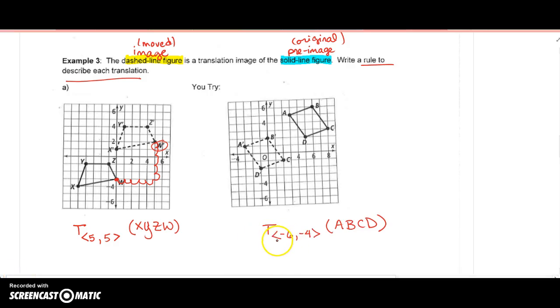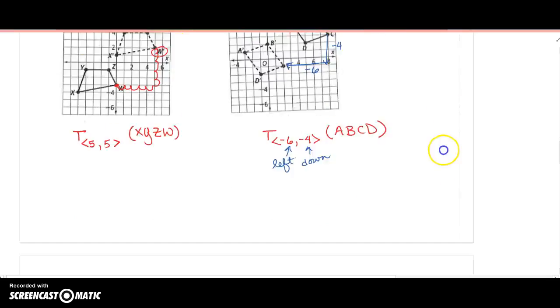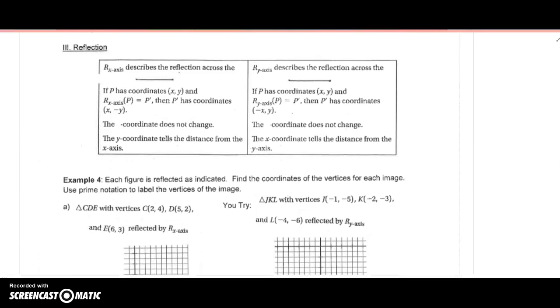Okay, so I got T angle bracket -6, -4, A, B, C, D. Now, lots of my friends, the mistake that they make on the U-try is that they accidentally go from the dashed figure to the solid figure. But remember, we're going from the solid to the dash. So make sure that you went down 4 and left 6 to get from C to C prime, for example. And so that's why this was -4, the second number, and the first number was -6 because we went left 6.